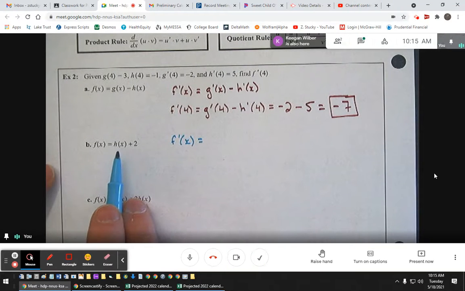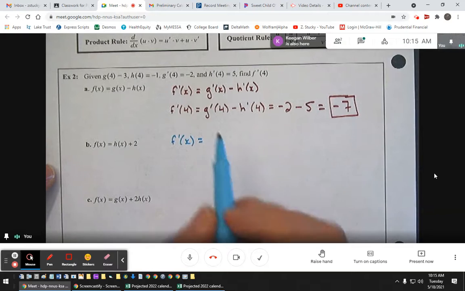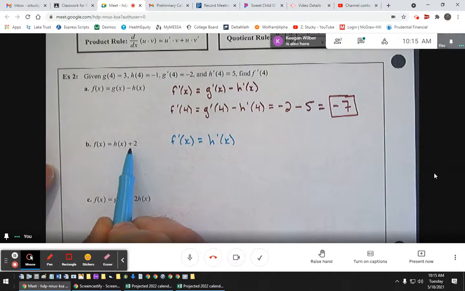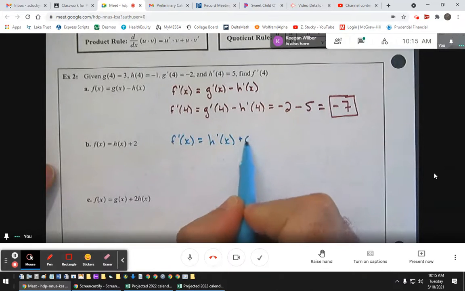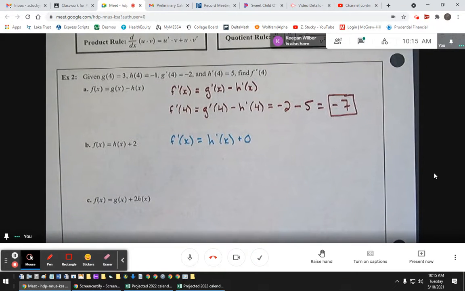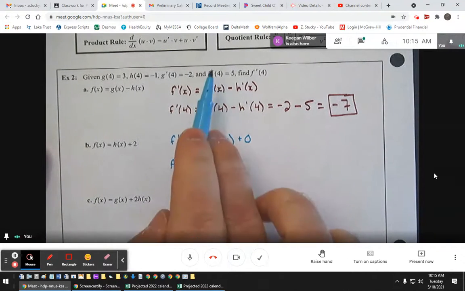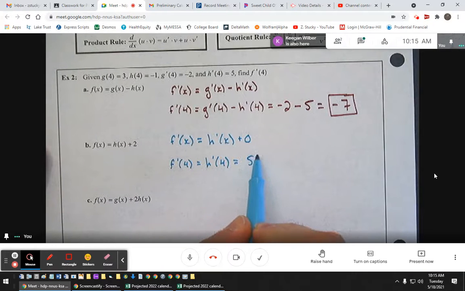What's the derivative of h? H prime. What's the derivative of 2? 0. Now I'm going to write it just so it makes sense in our notes. Now I can plug and chug. I'm supposed to figure out what f prime of 4 is. Well, if I put 4 in for this x, I have to put 4 in for this x. And they told me that h prime of 4 was 5.